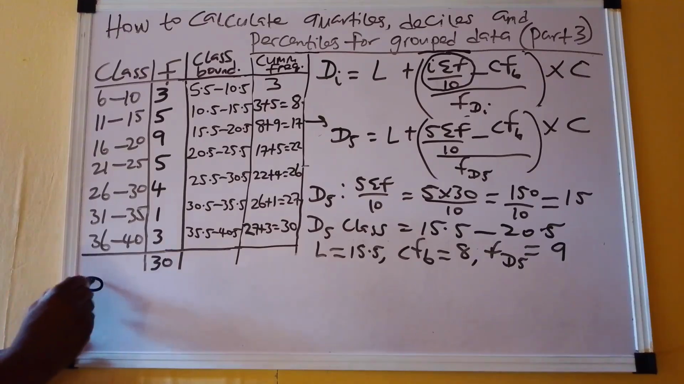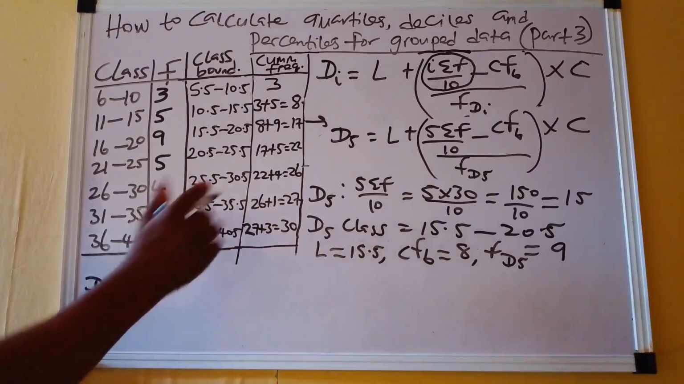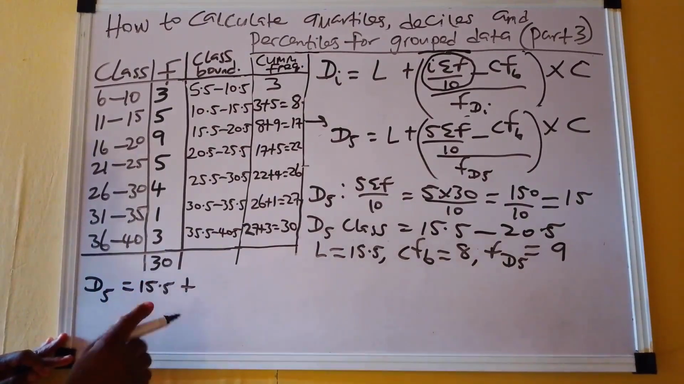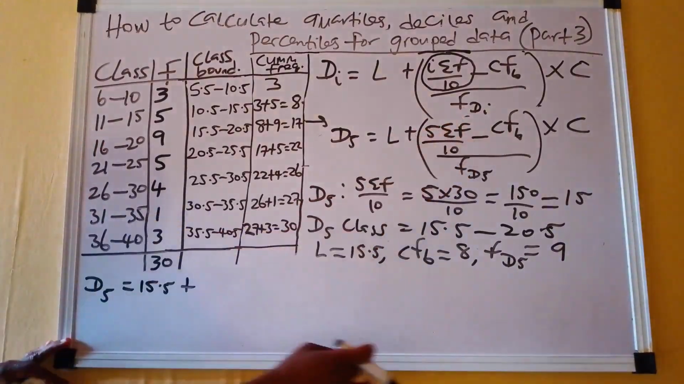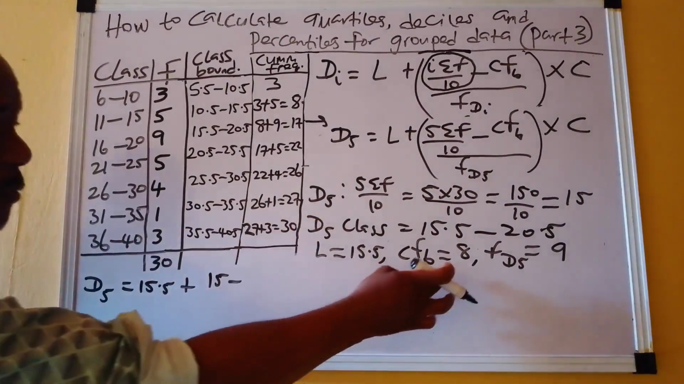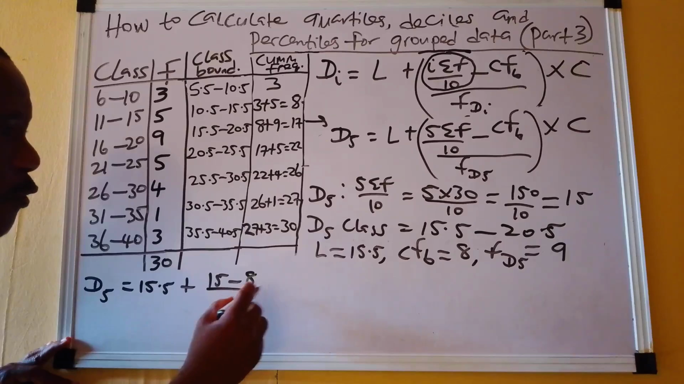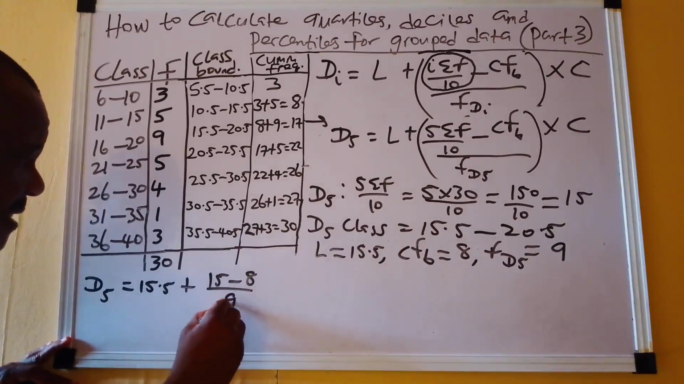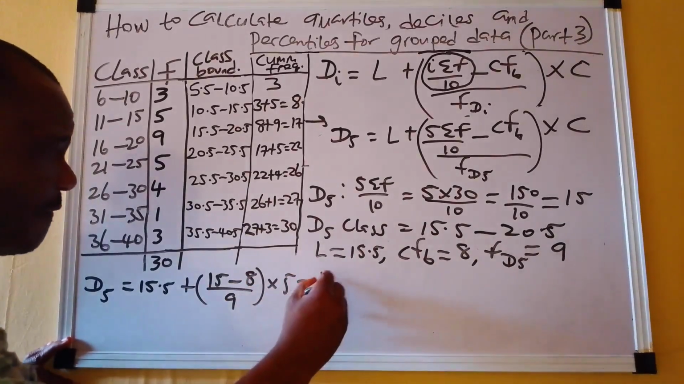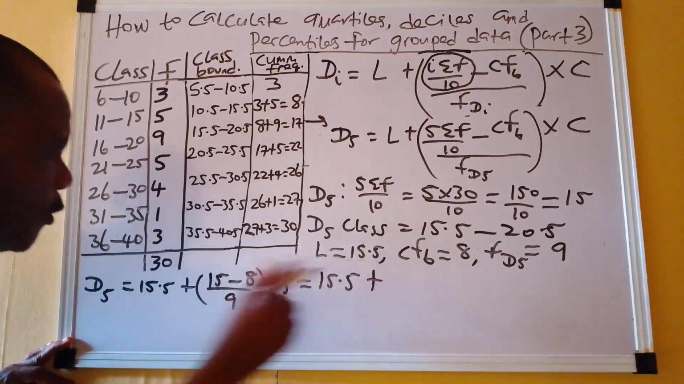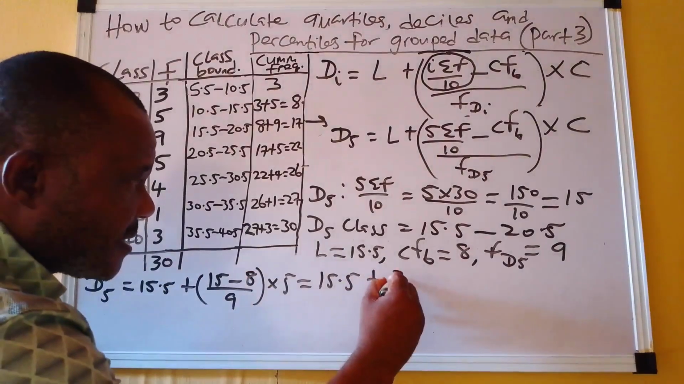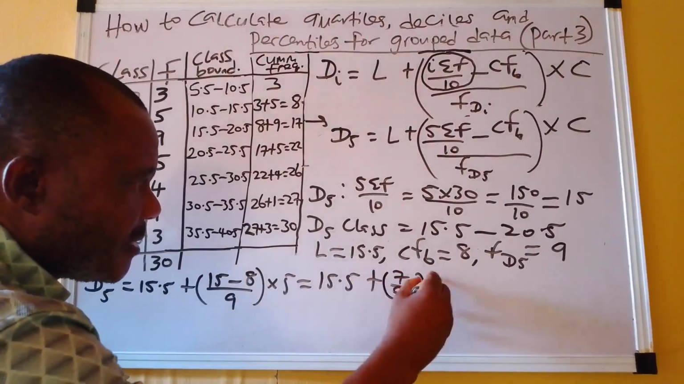So now let's calculate. Our D5 is equal to our L, which is 15.5, plus 5 summation f over 10. We calculated that as 15, minus the cumulative frequency before that, which is 8, all over the frequency of the D5 class, which is 9, times our class width, which is 5. So this will now be equal to 15.5 plus 15 minus 8, which is 7, over 9 times 5.